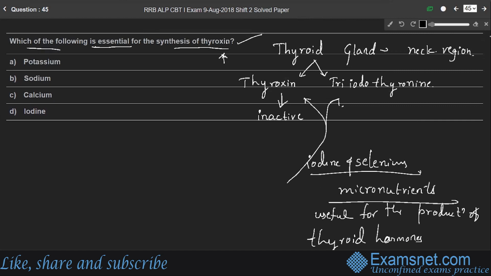Therefore, which of the following is essential for the synthesis of thyroxine? Iodine, right? Iodine is very important for the synthesis of thyroxine. Option D.